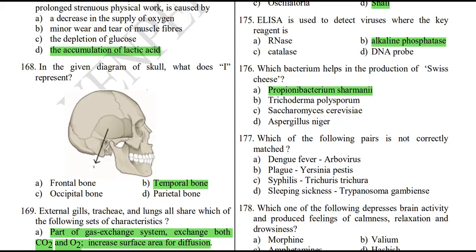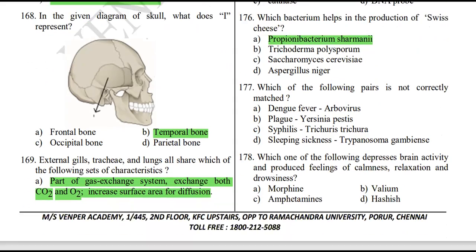Okay, dengue fever. Yes, dengue is actually caused by arboviruses. And then plague is caused by Yersinia pestis. Sleeping sickness is also caused by Trypanosoma gambiense. Yes, that is also correct. Syphilis is not caused by Trichuris trichiura. It is actually caused by Treponema pallidum.